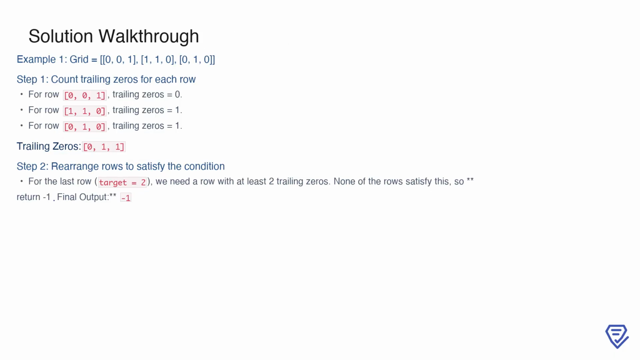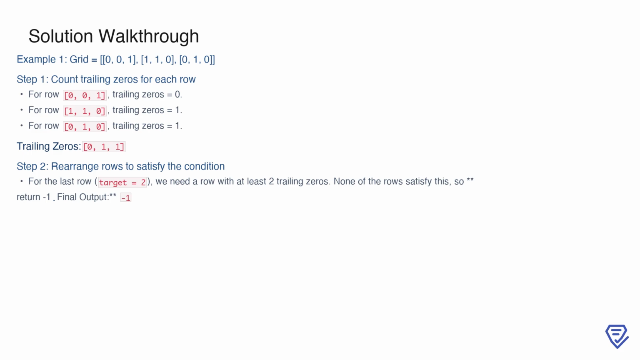To solve this problem, we start by analyzing the given grid and calculating the number of trailing zeros in each row. For the first row, 0, 0, 1, there are no trailing zeros because the last digit is a 1. For the second row, 1, 1, 0, the trailing zeros count is 1 since there is 1 zero at the end. Similarly, for the third row, 0, 1, 0, the count of trailing zeros is also 1. This gives us a trailing zeros array of 0, 1, 1.